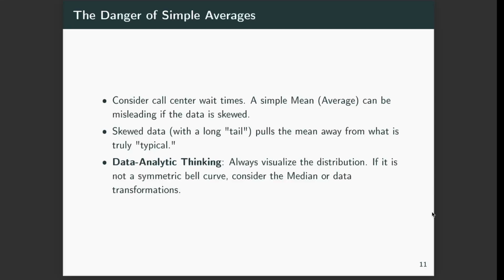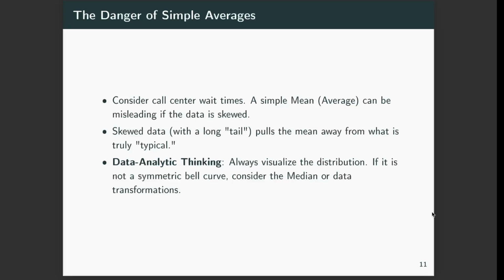The mean may be 4 minutes, but the median, the wait time of the actual middle caller, might be 2 minutes, and there may be a tail of callers waiting 15 or even 20 minutes. The mean of 4 minutes does not accurately represent any typical caller's experience. It is an artifact of the arithmetic. This is what we mean when we say that skewed data pulls the mean away from what is truly typical. In this kind of situation, the median, the value at the 50th percentile, is a much more robust and honest characterization of the center of the distribution.